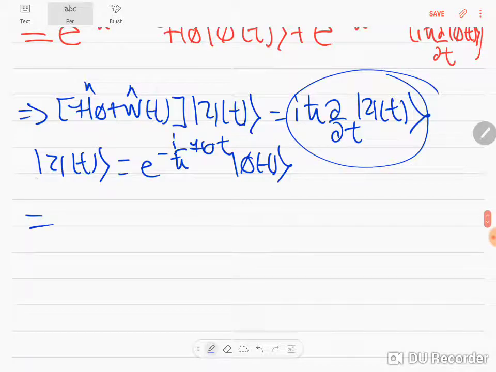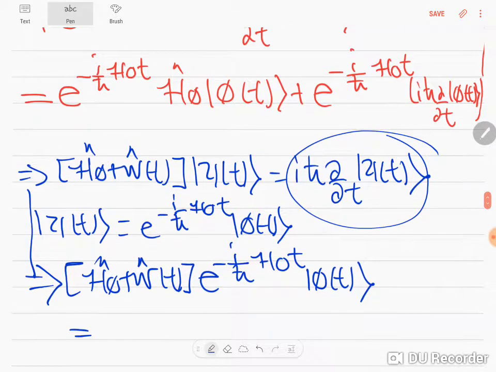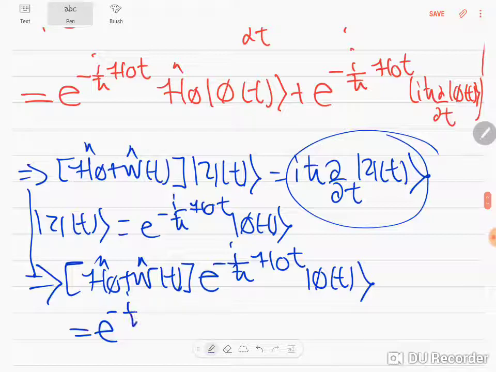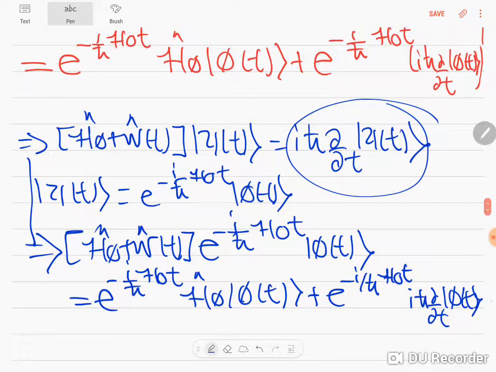Okay, so that means that this expression becomes (H0 + W(t)) times e^(-i/ħ H0 t) acted on |φ(t)⟩. This is equal to what we have here in red, which is e^(-i/ħ H0 t) H0 |φ(t)⟩ plus e^(-i/ħ H0 t) iħ times the time derivative of the state |φ(t)⟩. Okay, now we can see immediately something.